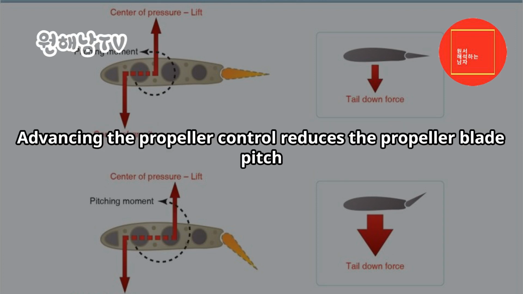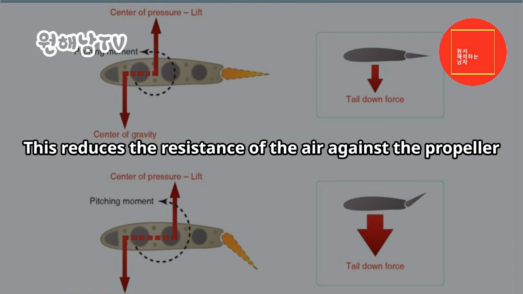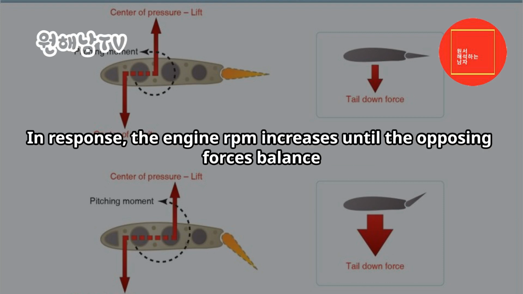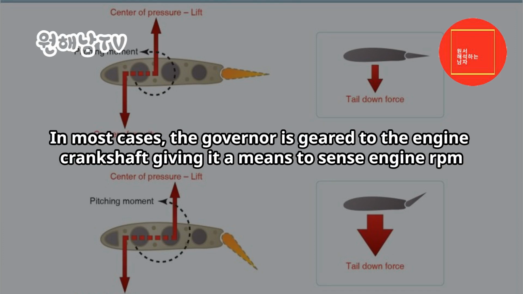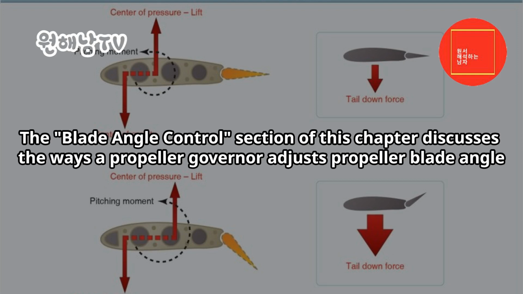Advancing the propeller control reduces the propeller blade pitch. This reduces the resistance of the air against the propeller. In response, the engine RPM increases until the opposing forces balance. In order for this system to function, a constant speed propeller governor needs a means to sense engine RPM and a means to control the propeller AOA. In most cases, the governor is geared to the engine crankshaft, giving it a means to sense engine RPM. The blade angle control section of this chapter discusses the ways a propeller governor adjusts propeller blade angle.